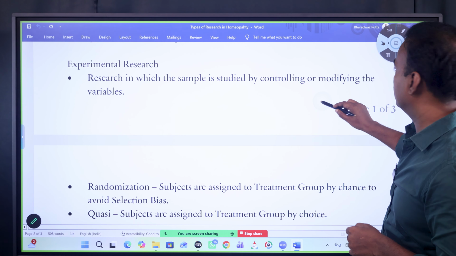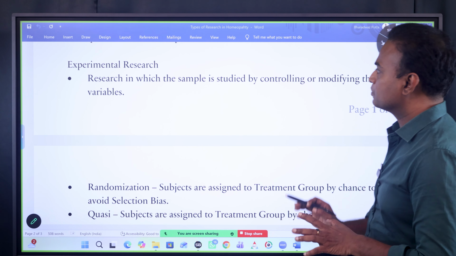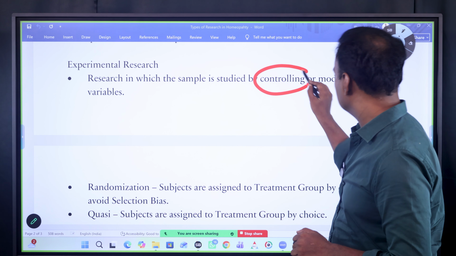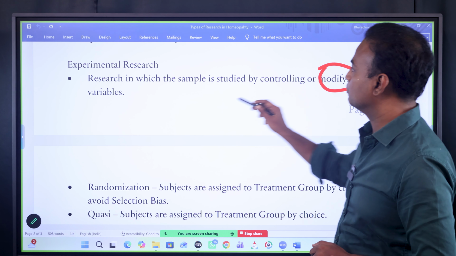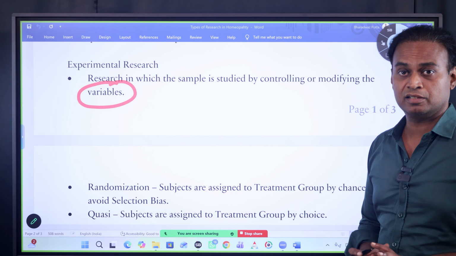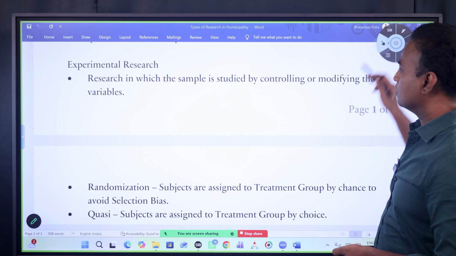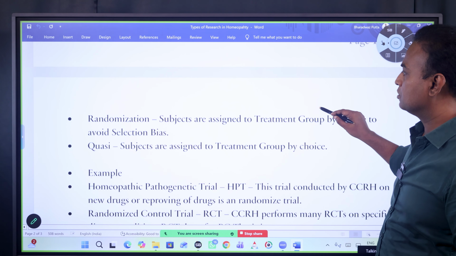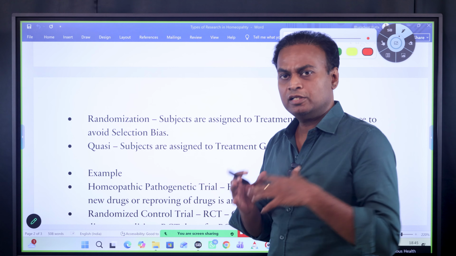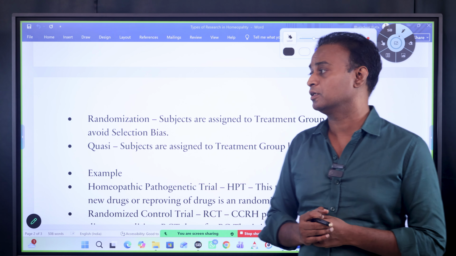Third one is experimental research. This is the final type of primary research. Experimental research is research in which the sample is studied by controlling and modifying the variables. You have full control on the sample when you do experimental research. That is the importance of experimental research. So what are the various types of experimental research? You can see randomization. There are mainly two types. One is randomized experimental research, one is quasi experimental research.